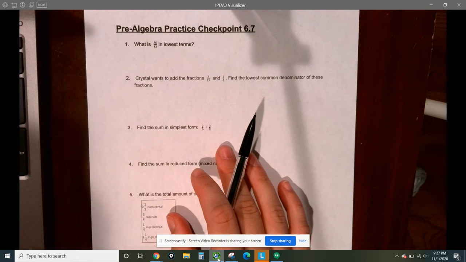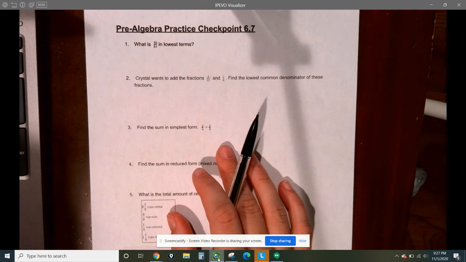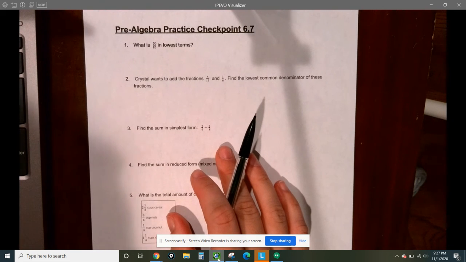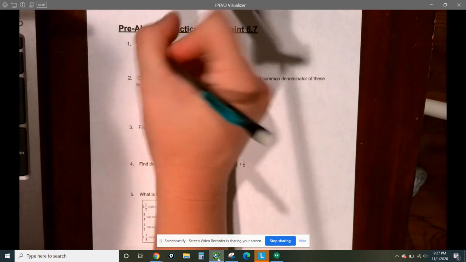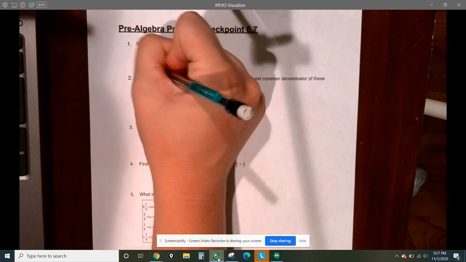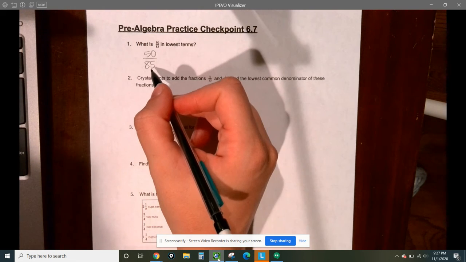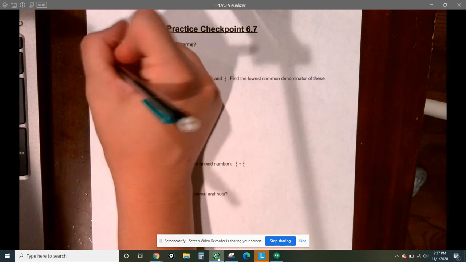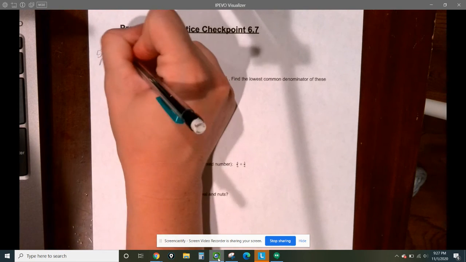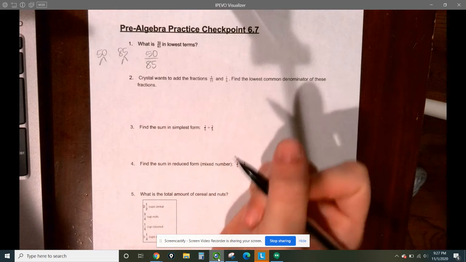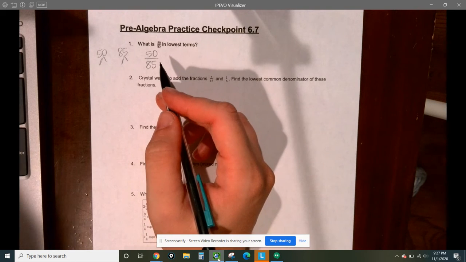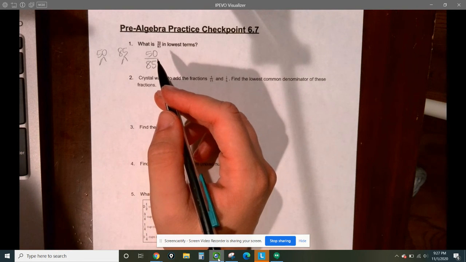Okay, so number one, what is 50 over 85 in lowest terms? We've been working on reducing fractions. I'm just going to write this a little bit bigger right here. We have to think of something that goes into 50 and 85. If you're still struggling with that, you can think about making a factor tree and then figuring out what goes into both of those. This one's not too bad because you can tell 5 goes into both of them.